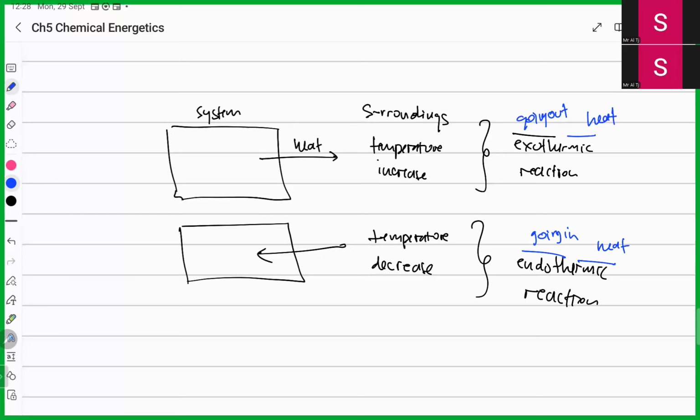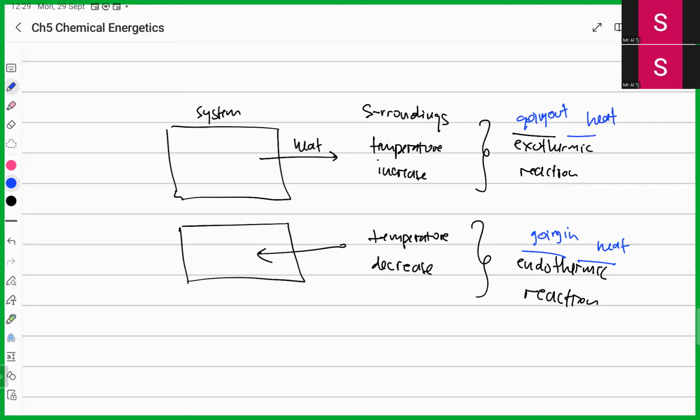In both cases, in or out refers to the system, not to the surroundings. So exothermic means the system is giving out energy. The surroundings accept it, and hence they become hotter. In an endothermic reaction, the heat is entering the system. Because heat is entering the system, what we see from the surroundings is that they become colder. That is the first part.